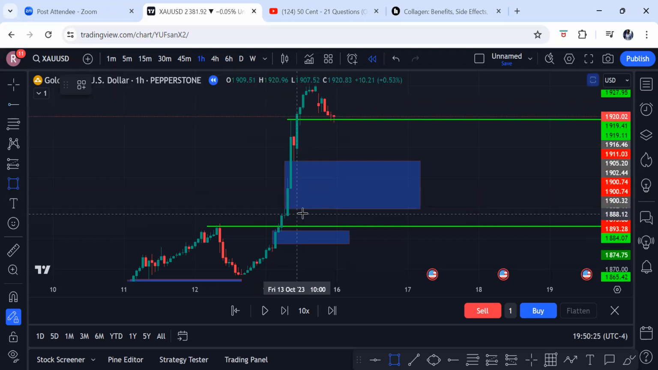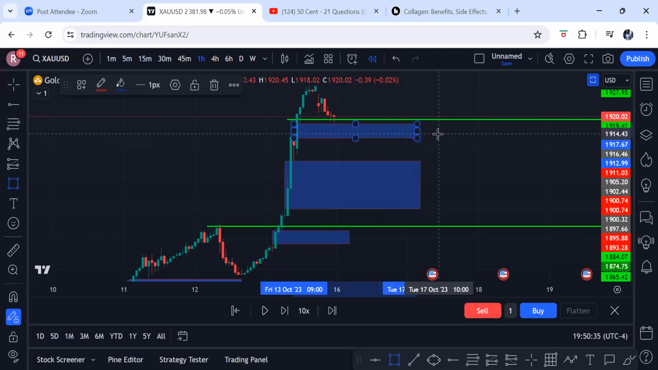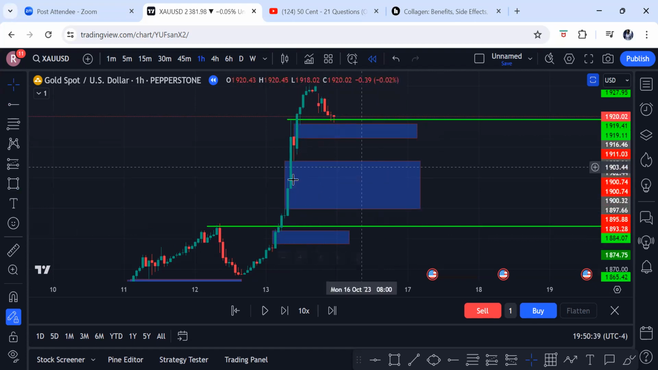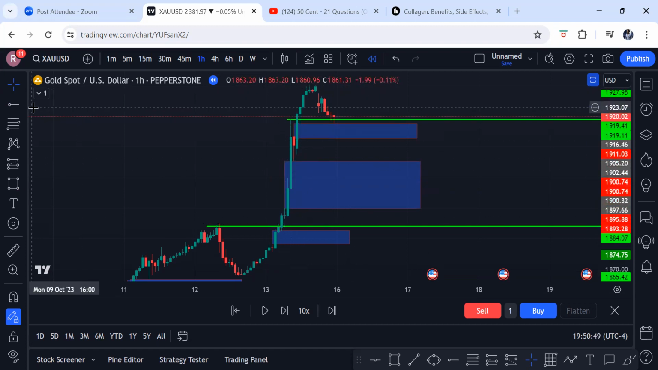All right, so we want to look for that move that creates a break of structure. Like here now to here, this would be an area of imbalance. So here's your thought process. Price more than likely will not come back into this area here, because the trend basically is pretty strong.